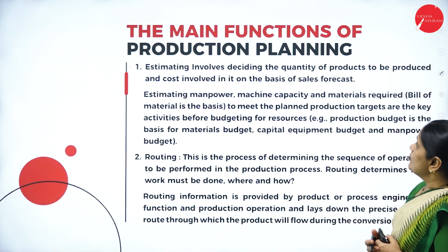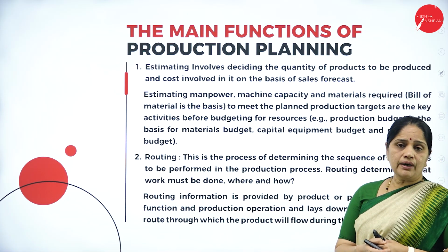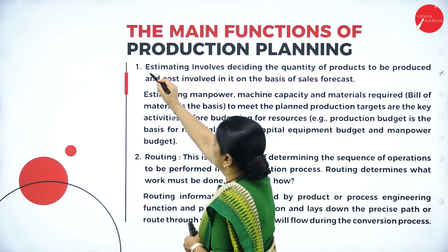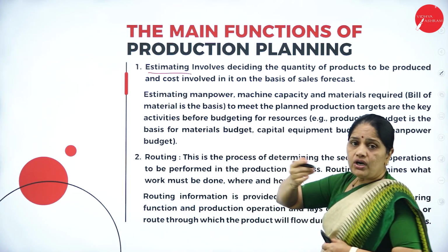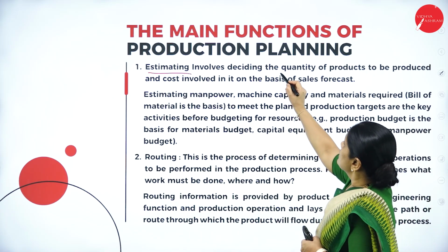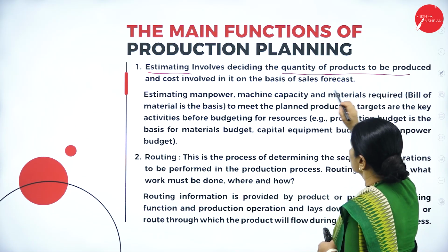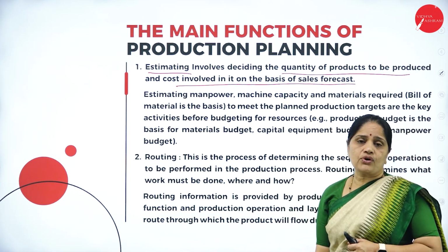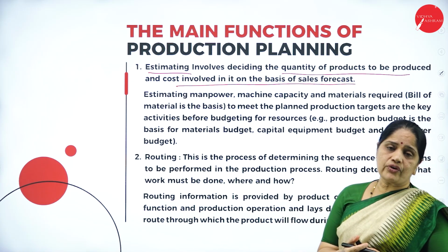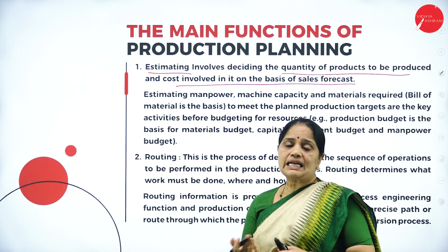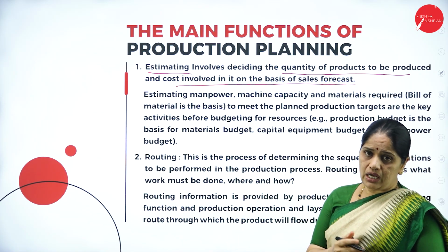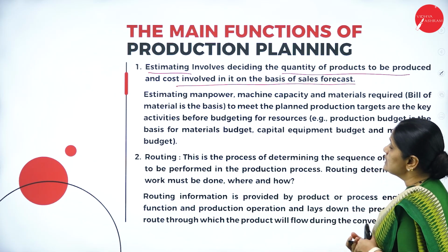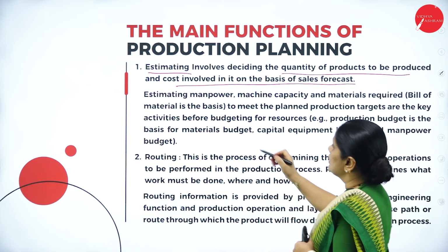Then next we have the main functions of the production planning. What are the various functions involved? The first one is estimating. So what do we estimate here? It involves deciding the quantity of products to be produced and the cost involved on the basis of the sales forecast. So when you get the sales forecast from the sales or the market research department, based on that we will decide what is the quantity to be produced and what is the cost involved.